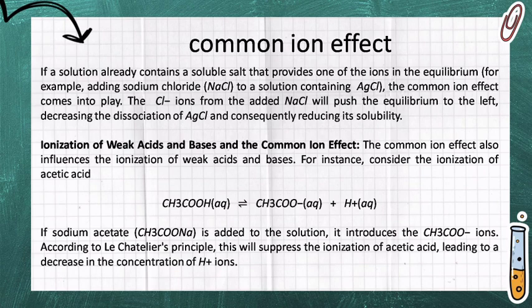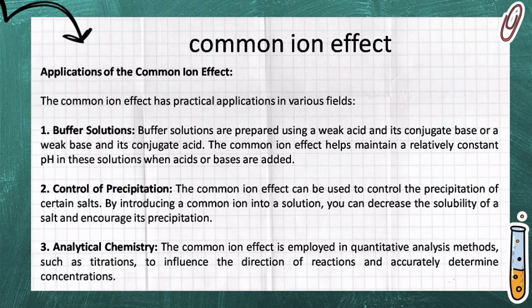Ionization of weak acids and bases and the common ion effect. The common ion effect also influences the ionization of weak acids and bases. For instance, consider the ionization of acetic acid. CH3COOH ⇌ CH3COO- + H+. If sodium acetate, CH3COONa, is added to the solution, it introduces the CH3COO- ions. According to Le Chatelier's principle, this will suppress the ionization of acetic acid, leading to a decrease in the concentration of H+ ions.